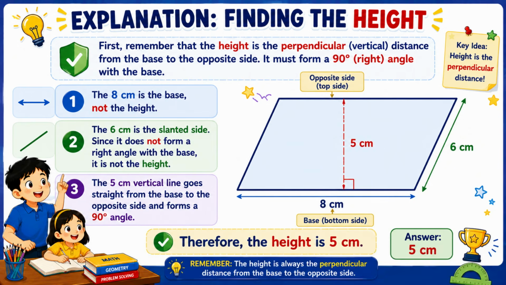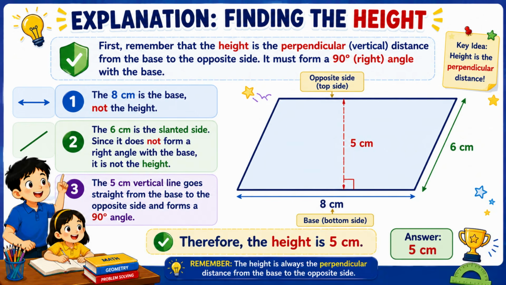First, remember that the height is the perpendicular, vertical distance from the base to the opposite side. It must form a 90-degree right angle with the base. The 8 centimeters is the base, not the height. The 6 centimeters is the slanted side. Since it does not form a right angle with the base, it is not the height.